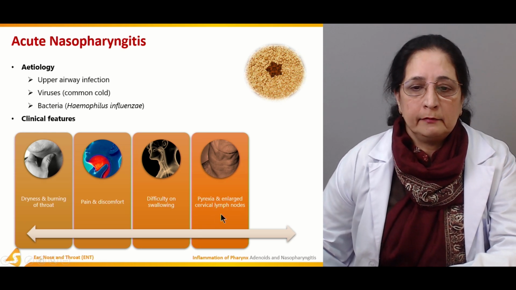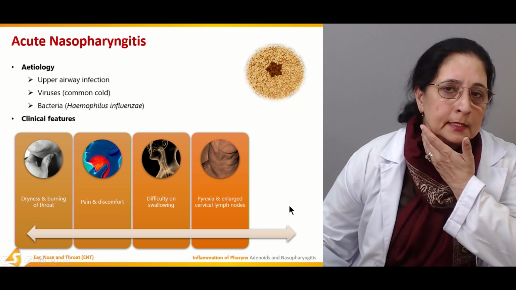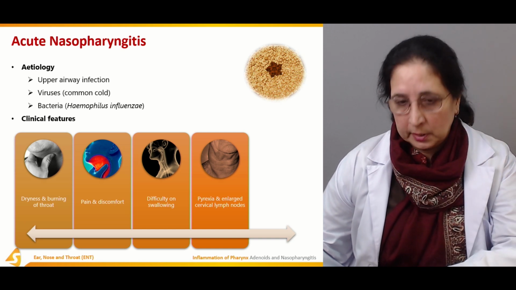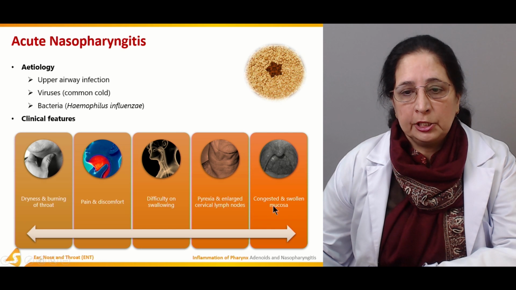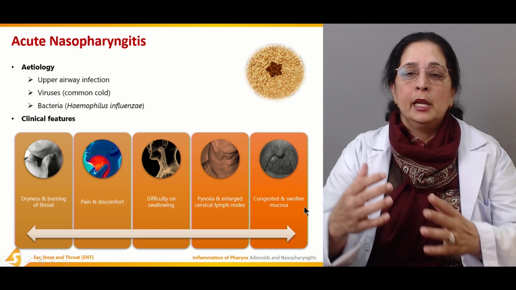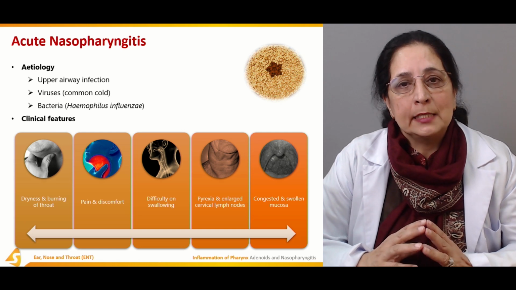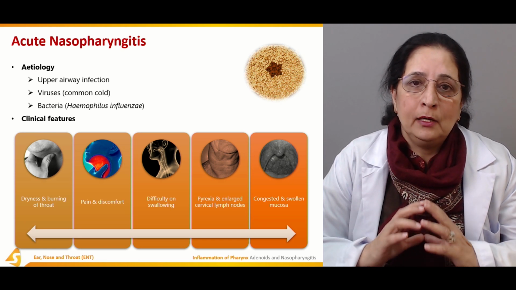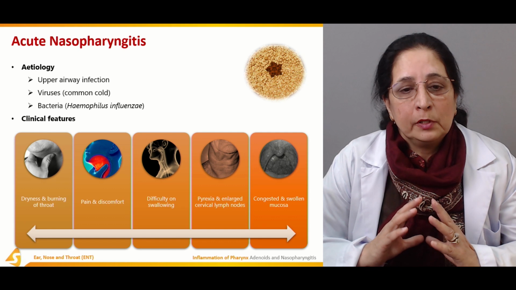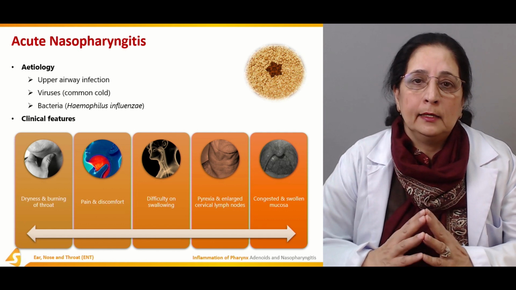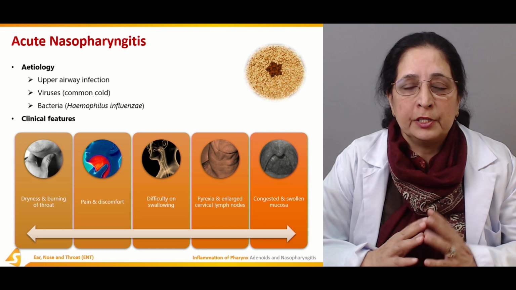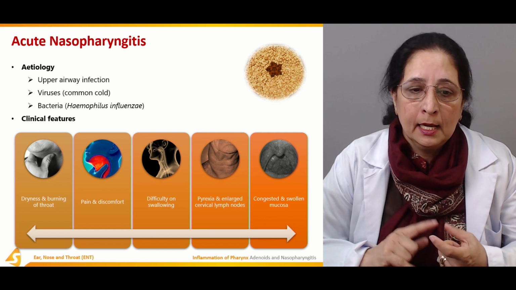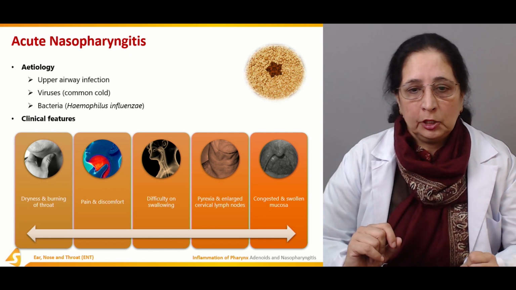Difficulty on swallowing. Pyrexia and enlarged cervical lymph nodes. There is fever present and there is enlargement of the lymph nodes in the neck. And also there is congested and swollen mucosa. If you examine the throat, you can see the redness and congestion, and there is swelling of the mucosa also. So these are very common clinical features of acute nasopharyngitis. There is congestion, difficulty in swallowing, pain, and a burning sensation in the throat.